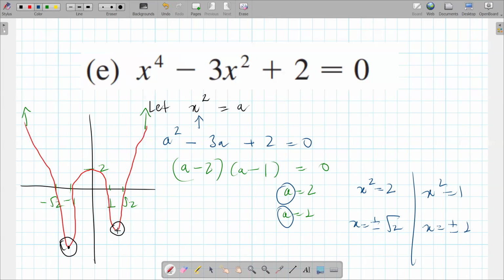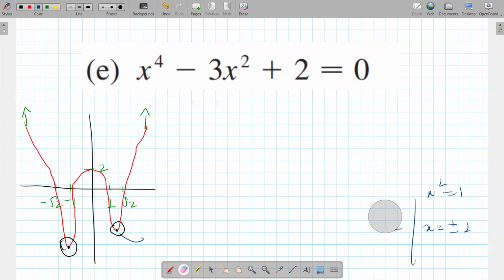So just recall what's happening. How would you classify this point? What's happening at this point? The slope is 0. So all you have to do is set the slope equal to 0. So what's the derivative of this function? If this is y, what's y prime? 4x cubed minus 6x. 4x cubed minus 6x equals 0, exactly.